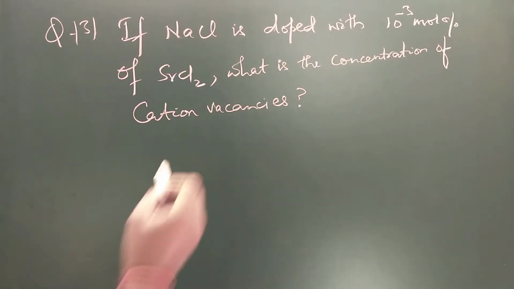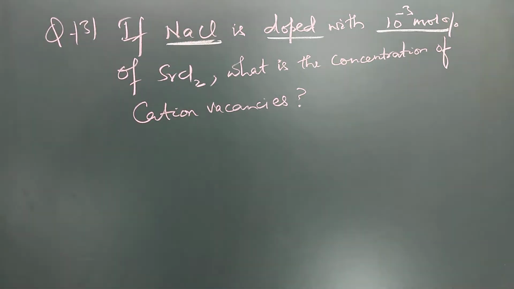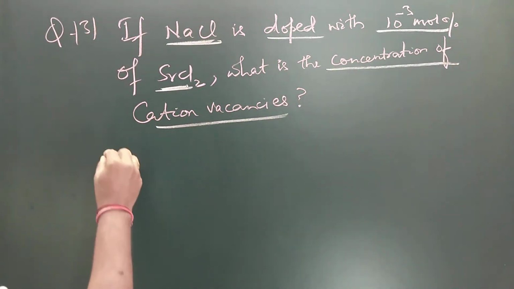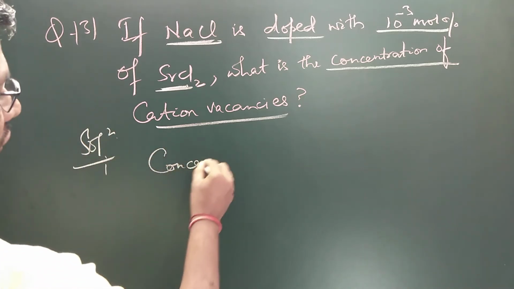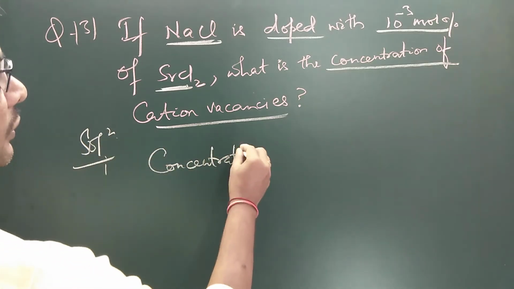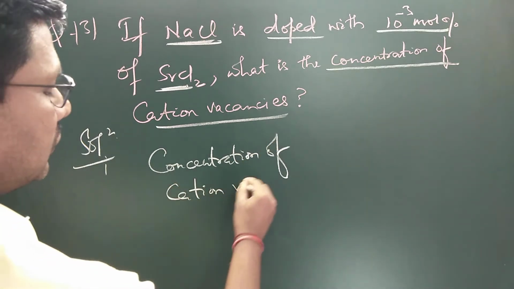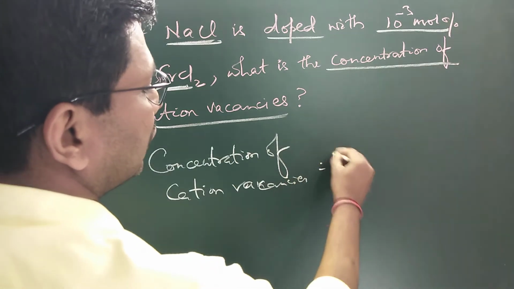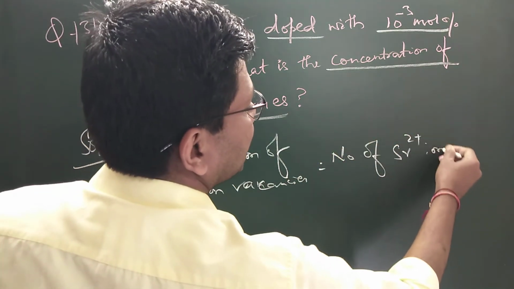Now let's see this numerical, student. If NaCl is doped with 10 to the power minus 3 mole percent of SrCl2, what is the concentration of cation vacancy? The concentration of cation vacancy is equal to the number of Sr2+ ions.